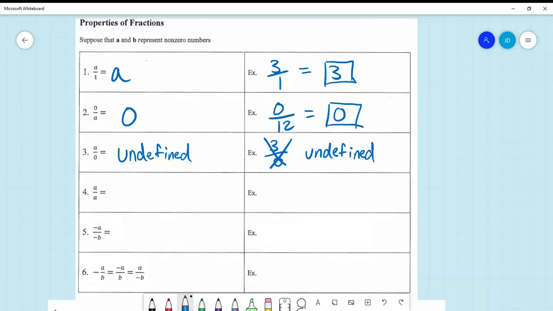Okay, anytime you have a fraction where the numerator and the denominator are the same exact number, like A over A, in this case, it's just going to be equal to 1. So if we've got 15 over 15, we're really reducing the fraction. We can simplify it and just simplify it to 1.